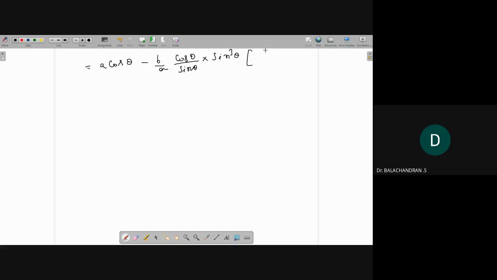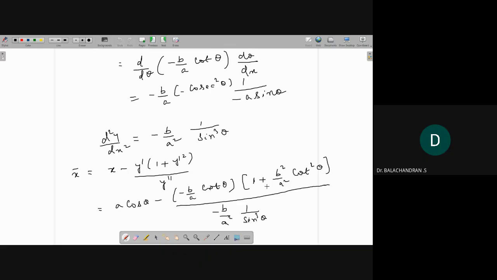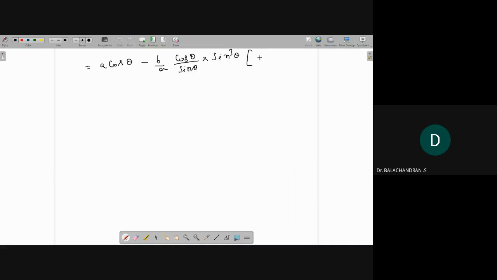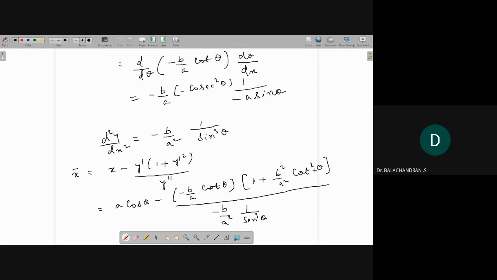so into 1 plus a square by, so you can take LCM. So if you take LCM, a square plus b square by b square cos square theta divided by a square. So a square, okay, sorry. So here how cot square theta? Cot square theta means you should write in terms of cos square theta divided by sin square theta.